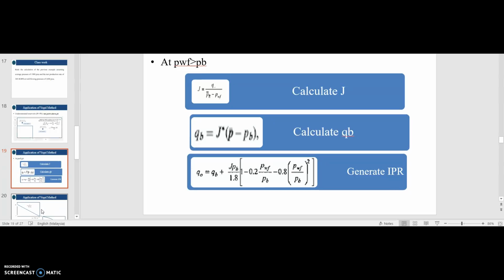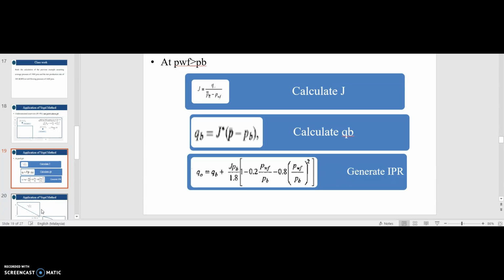So here are the steps. First, we need to calculate J using the Darcy equation. J equals Qo over PR minus PWF. PR we have already, the reservoir pressure, which is the initial pressure and should be above bubble point, and PWF and Qo are the test point values for flow rate and PWF. Then you can use this equation to calculate J. Then we use this calculated J to calculate QB, which is the flow rate at bubble point pressure.